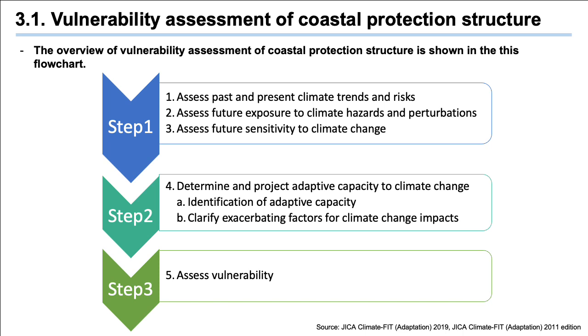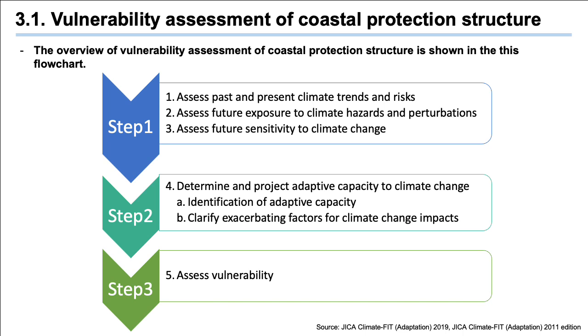The slide shows an overview of vulnerability assessment of coastal protection structure. The procedure has 3 steps. Step 1 includes 3 items. One is to assess the past and present climate trends and risks. The second one is to assess future exposure to climate hazard and perturbations. The third one is to assess future sensitivity to climate change.